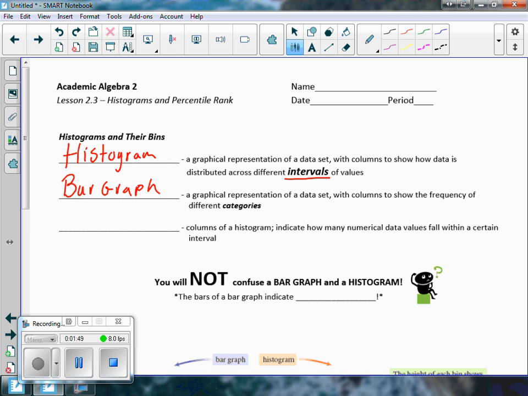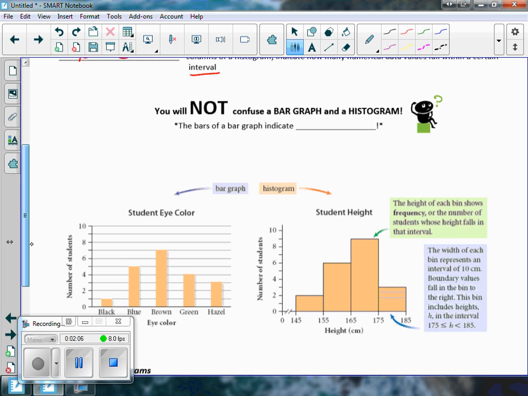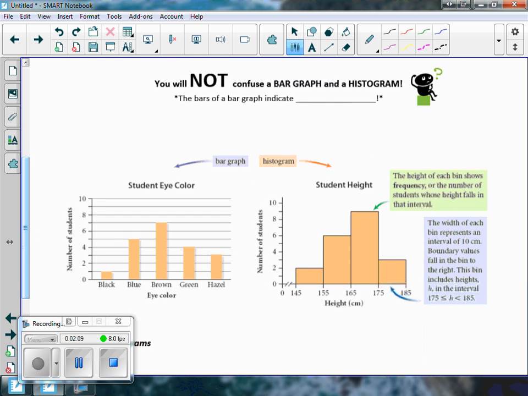Histograms have what are called bins, and the bins always represent how many things fall within that interval. And the more things you put into a bin, the higher the bin is going to get. So if we compare a bar graph and a histogram, they're easy to confuse, but we're going to try very hard not to confuse them. The bars of a bar graph always indicate categories. They are usually non-numerical.